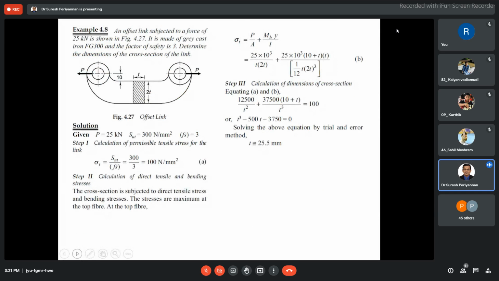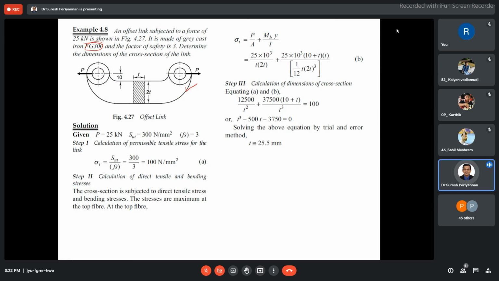An offset link is subjected to a force of 25 kilonewton, as shown in the figure, and is made of gray cast iron, FG300. They have given the grade notation. Based on that, you can find the material properties from the table if the material properties are not given. Now, factor of safety is given. Determine the dimensions of the cross section.